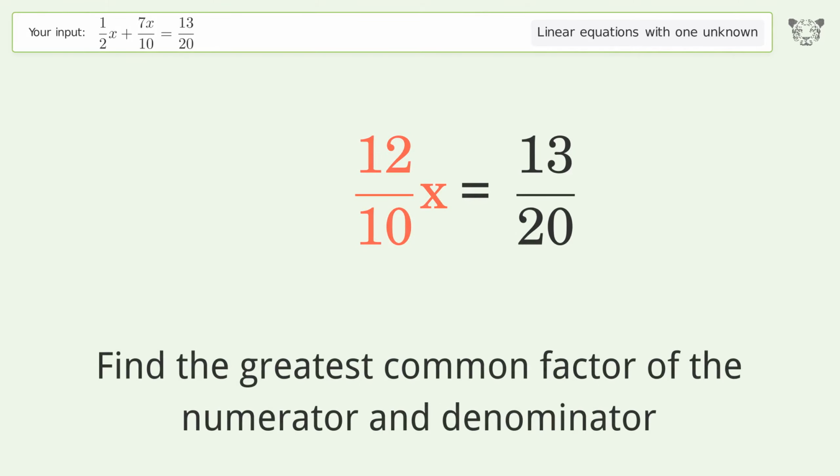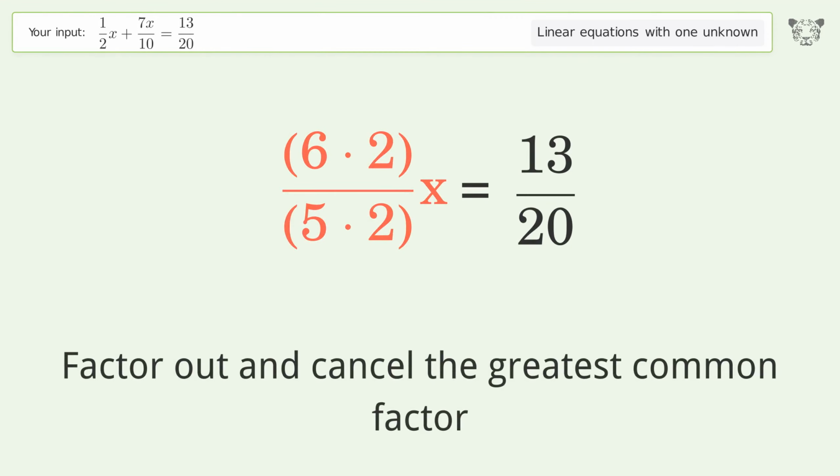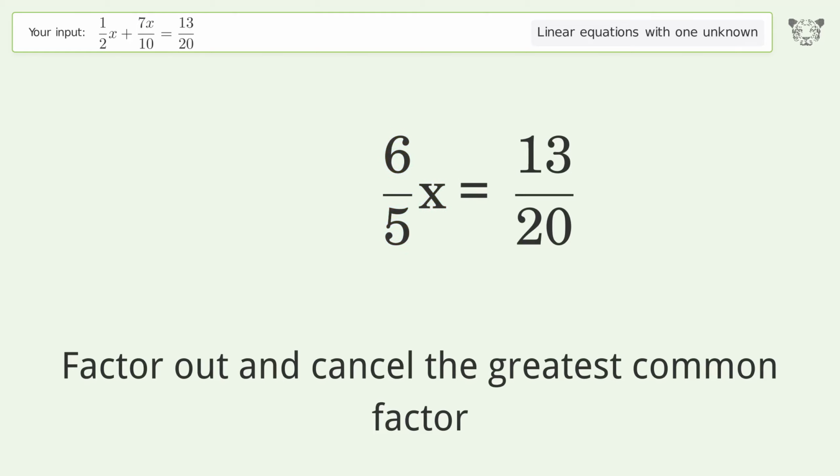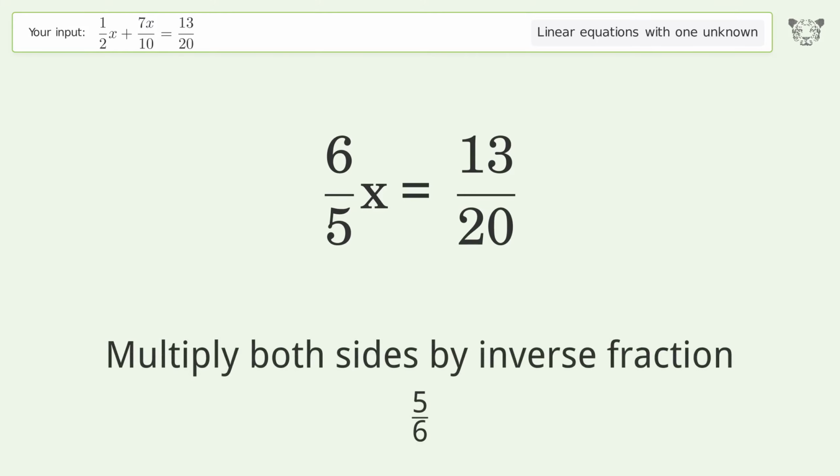Find the greatest common factor of the numerator and denominator. Factor out and cancel the greatest common factor. Isolate the x. Multiply both sides by inverse fraction 5/6.